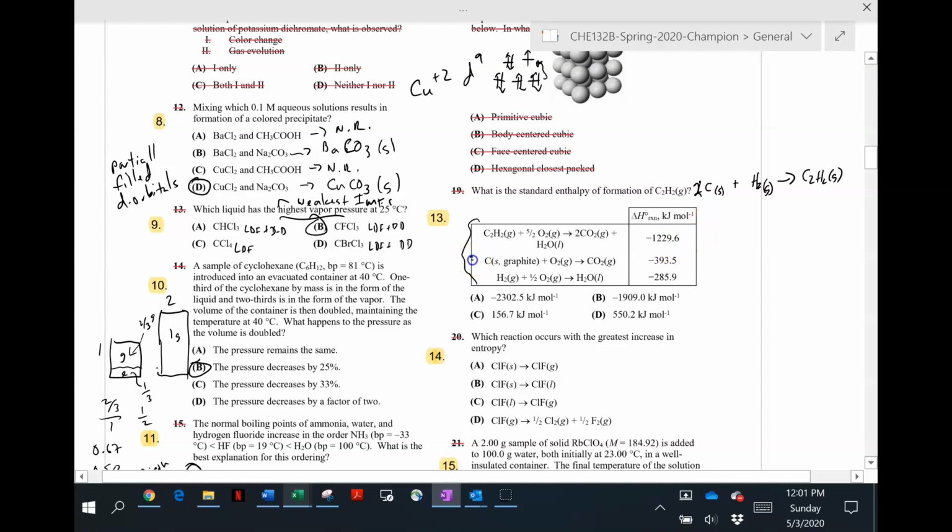I'm going to take this one and do it times 2. So I'm going to say 2 carbon solid plus 2 O2 goes to 2 CO2. And my delta H for that is going to be 2 times this one, so 2 times negative 393.5. Go ahead and calculate that out, about 800.